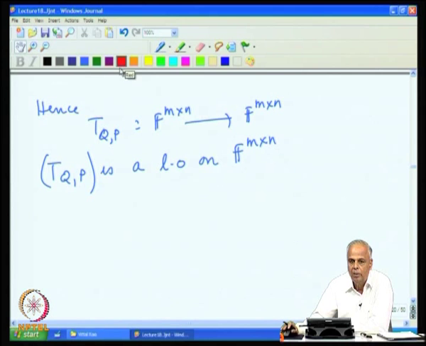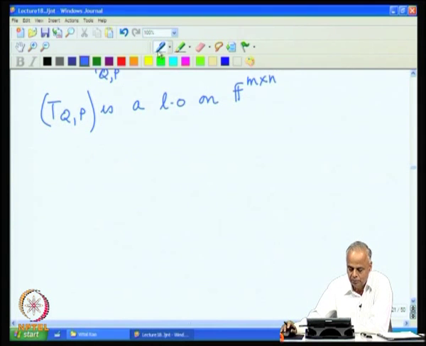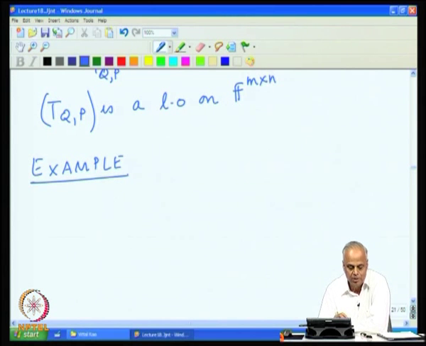So, we have several classes of transformations that we can talk about for square matrices and for rectangular matrices. We shall continue to look at more examples because in linear algebra, one of the most important things is linear transformation. So, we look at more simple examples.